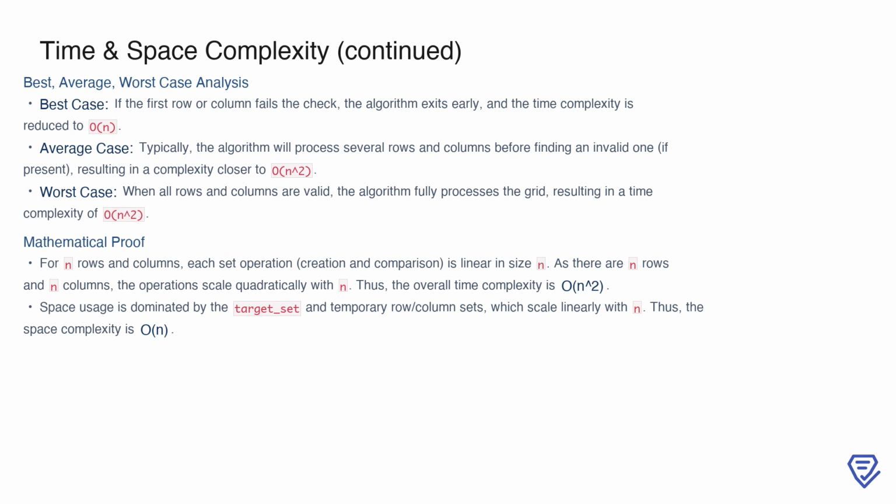Meanwhile, the space usage is dominated by the target_set and temporary row and column sets, which scale linearly with n, leading to a space complexity of O(n).